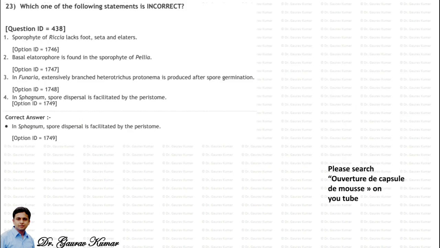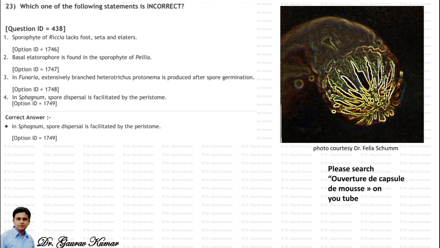So next question, which one of the following statements is incorrect? The answer is in Sphagnum the spore dispersal is facilitated by the peristome. So this is wrong because in Sphagnum we don't see the activity of a peristome. Let's see a little bit.